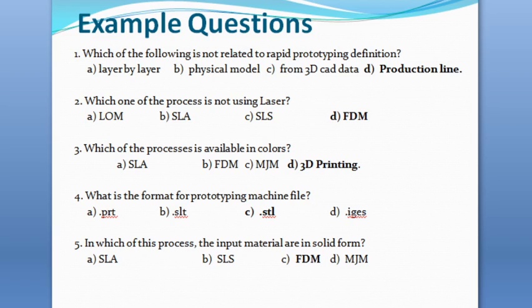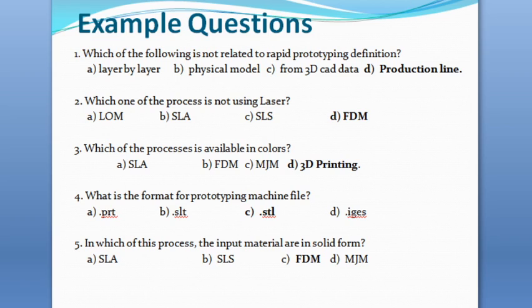These are the theory objective questions. First one: which of the following is not related to the rapid prototyping definition? Layer by layer physical model from 3D CAD data, then production line. The answer is production line. Already we have discussed what additive manufacturing or rapid prototyping is. The object can be created from 3D CAD data by layering, by depositing a material.